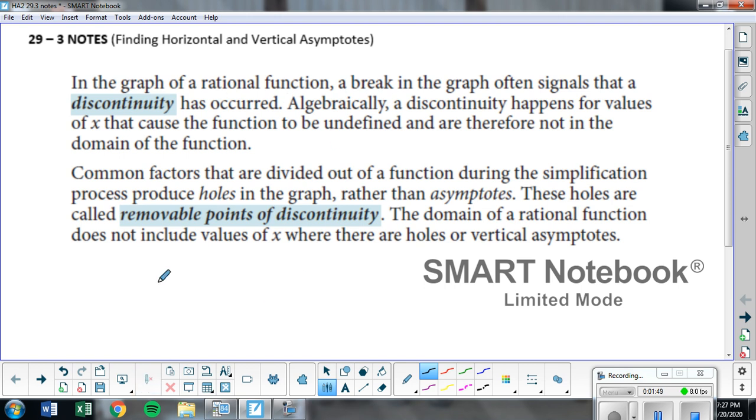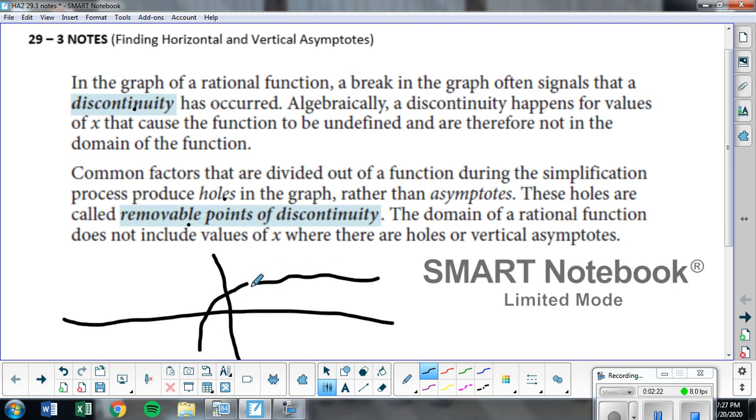Common factors that are divided out of a function during the simplification process produce holes in the graph, rather than asymptotes. These holes are called removable points of discontinuity. The domain of a rational function does not include the values of x where there are holes or vertical asymptotes. So discontinuity, holes, removable points of discontinuity, that's all saying the same thing. If I'm going from 0 to 10 on my graph, and my graph looks like this, well, this is not part of the domain because there's no value there. That's what this is saying.